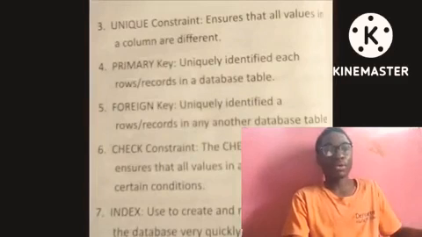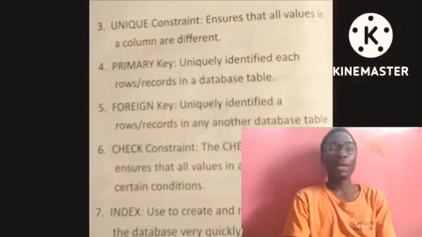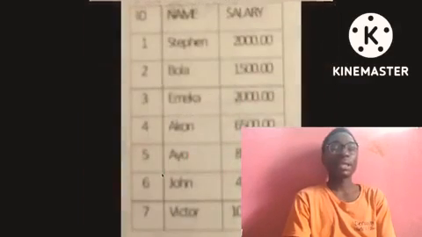Now we have the unique constraint. It ensures that all values in a column are different. We have the primary key, which uniquely identifies each record or row in the database table. We have the foreign key, check constraints, index, and so on and so forth.